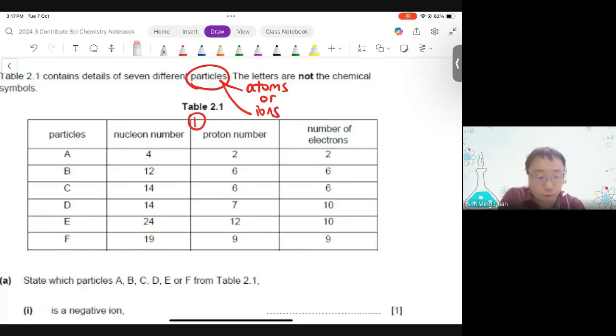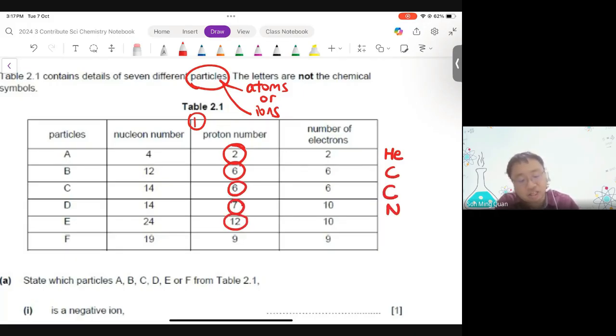What do you do with proton number? The proton number should tell you what is the element's name. Proton number 2 is helium. Proton number 6 is carbon. So you basically go down the line, do this periodic table search until you get everything out.